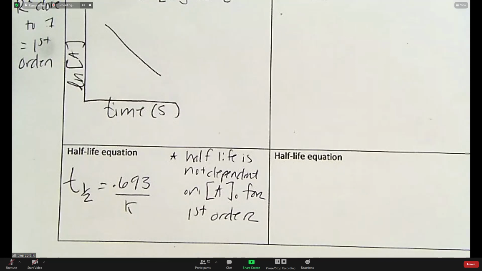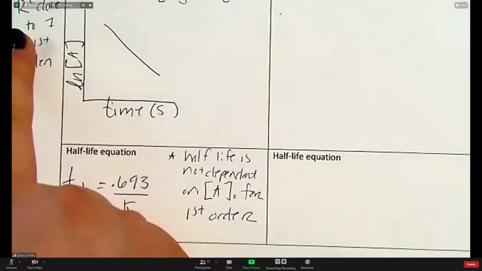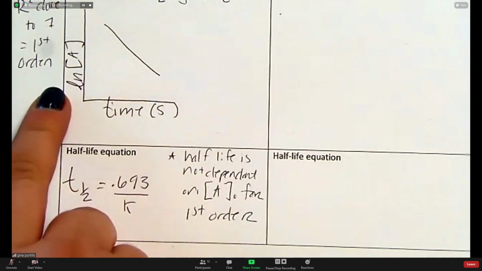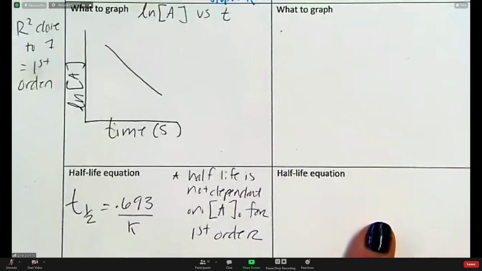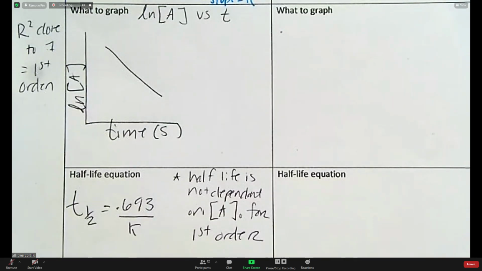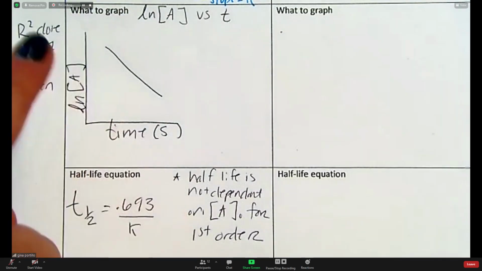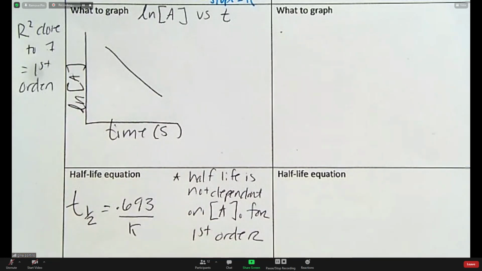Sportio, what does that say in the margin? R squared close to 1, and that means it's first order. All right, so if it's nice and straight there. Linear. Other questions so far? We'll go through and fill out second order.